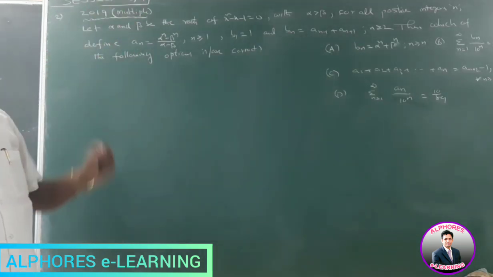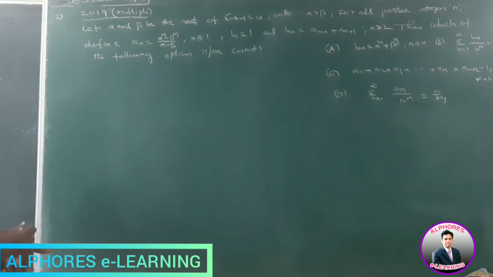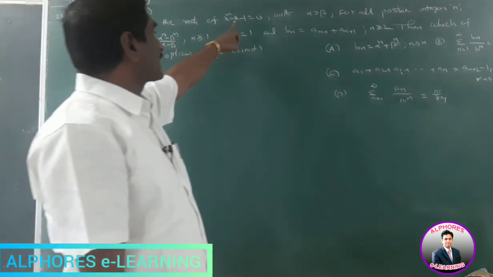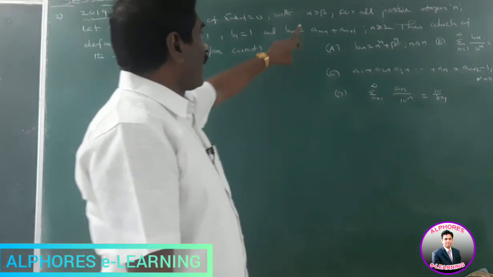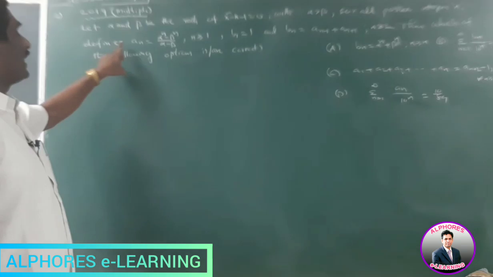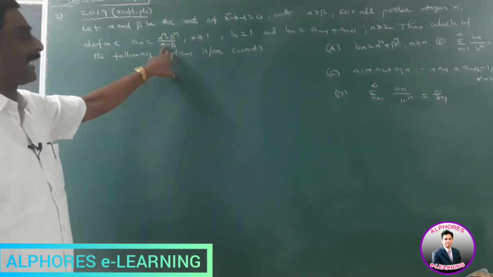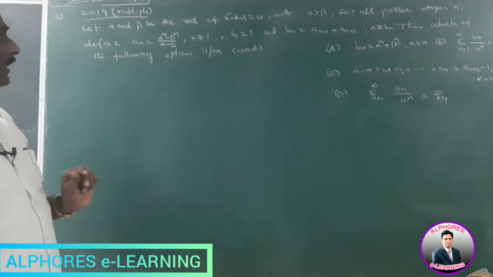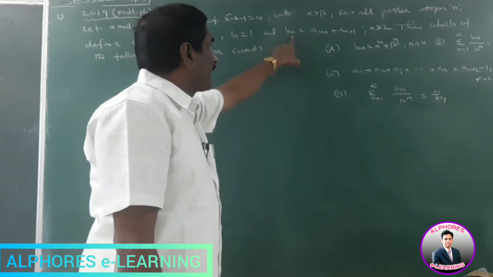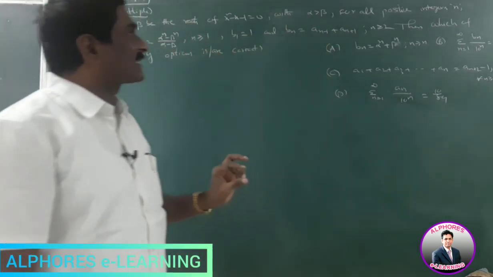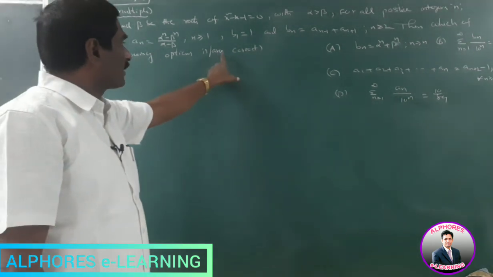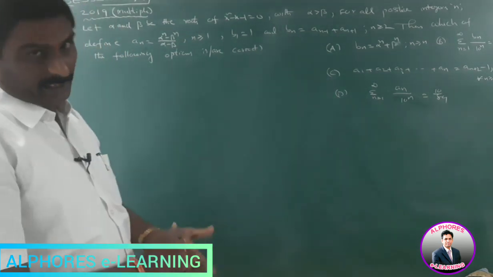2019, multiple option type, more than one option. Question: let alpha and beta be the roots of x square minus x minus 1 is equal to 0 with alpha greater than beta. For all positive integers n, define an is equal to alpha power n minus beta power n by alpha minus beta, n greater than or equal to 1, comma b1 is equal to 1 and bn is equal to a suffix n minus 1 plus a suffix n plus 1 for all n greater than or equal to 2. Then which of the following options are correct?